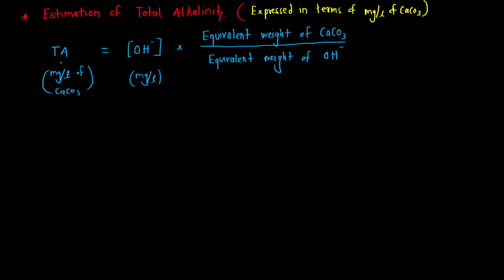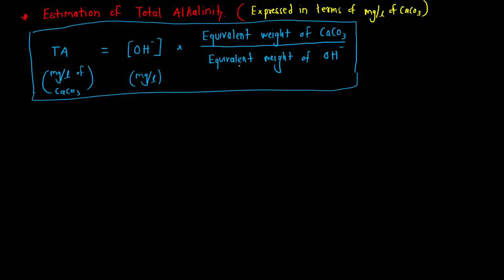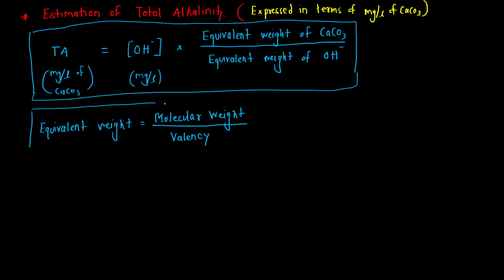Those are the terms which have been covered in chemistry. So we cannot go much in detail in those formulas. For now you can just remember these terms. Okay, so how to find out equivalent weight? Equivalent weight of any compound or any molecule is equal to molecular weight divided by valency.